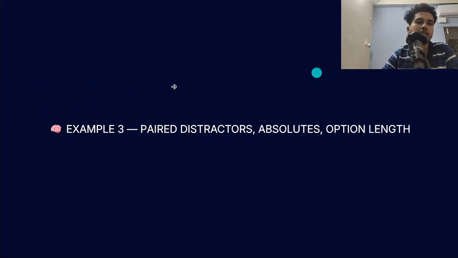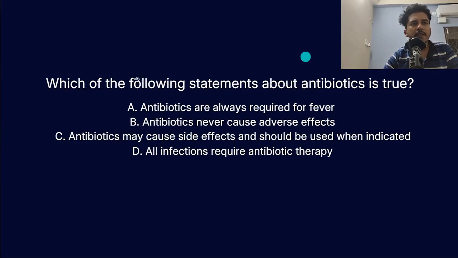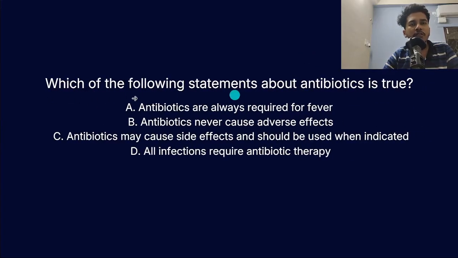Moving on to the next example. Example number 3: paired distractors, absolute and option length. Which one of the following statements about antibiotics is true? Option A, antibiotics are always required for fever. Option B, antibiotics never cause adverse effects. Option C, antibiotics may cause side effects and should be used when indicated. Option D, all infections require antibiotic therapy.